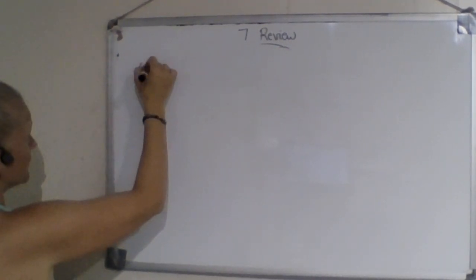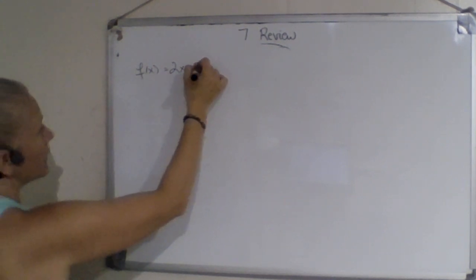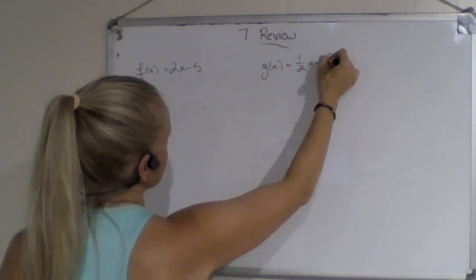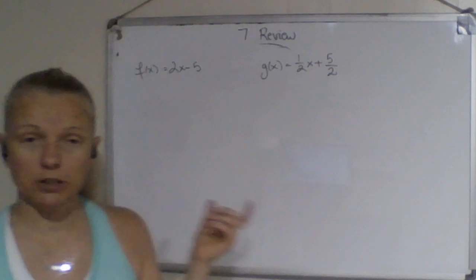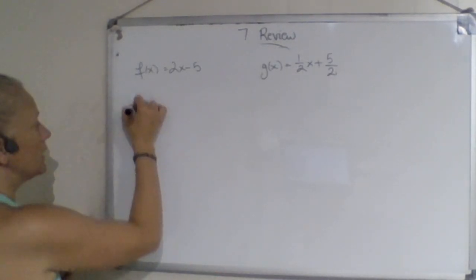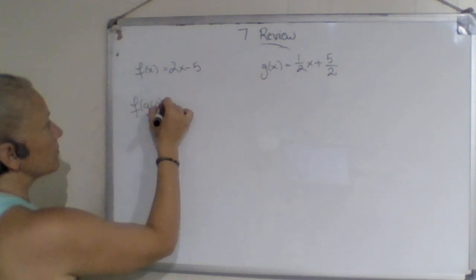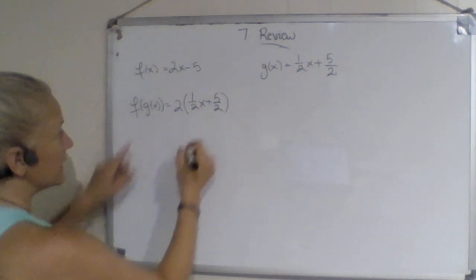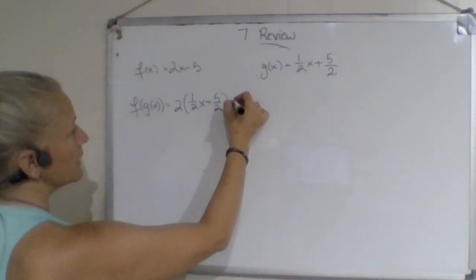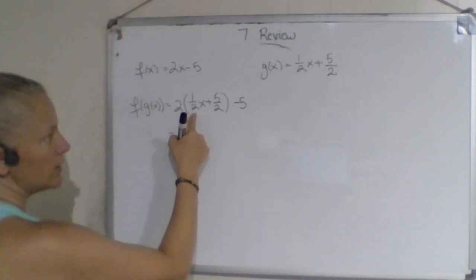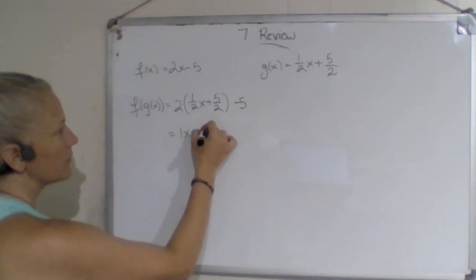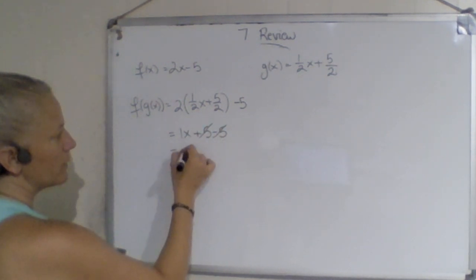So, let's work with these functions. I have f of x equals 2x minus 5, and I have g of x that equals 1 over 2x plus 5 over 2. And I want to know, are these two inverses of each other? Well, let's do this. f of g of x equals 2 times 1/2 x plus 5 over 2, right? Instead of x, now I'm putting my g of x, minus 5. We'll end up with 2 times half is 1x. 2 times 5 over 2 is 5. Minus 5, there you go, I end up with x.